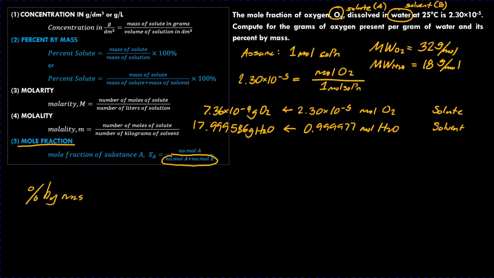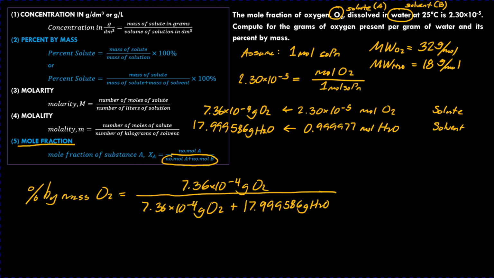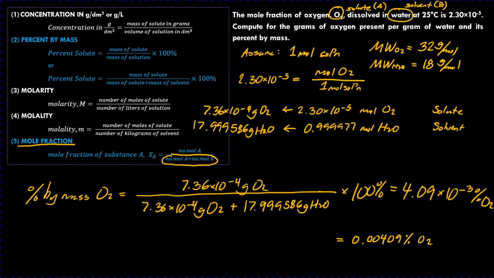Percent by mass O2 is equal to the mass of the solute over the mass of the solution, which is the combination of these two. And we need to multiply this by 100, because if not, then that will be mass fraction. So the percent is 4.09 times 10 raised to negative 3% of O2 by mass. Right, so this is the percent by mass of oxygen dissolved in water at 25 degrees Celsius.